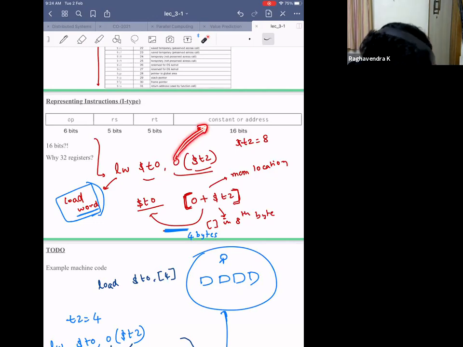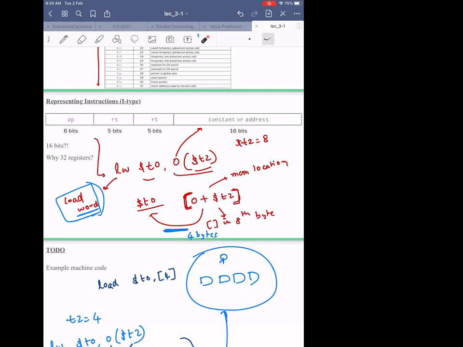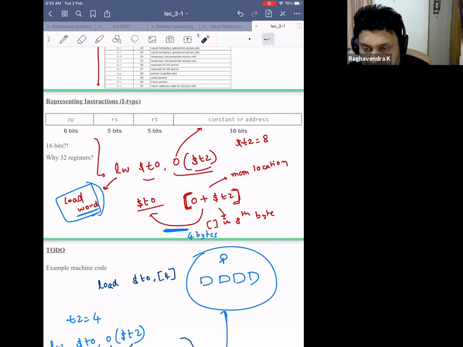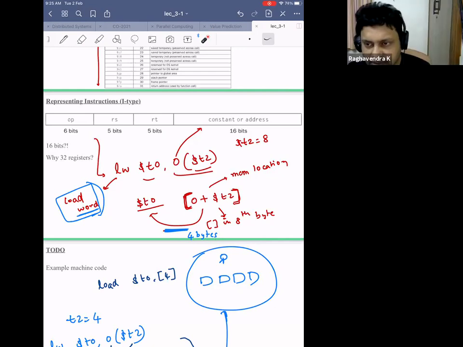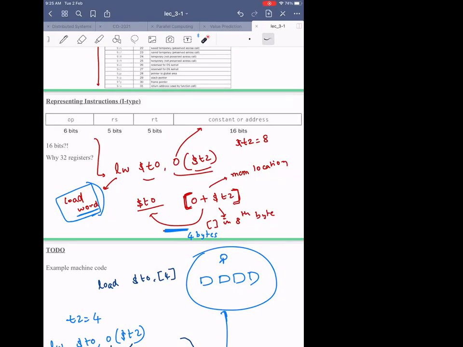So this is a constant. So I have 16 bits. So how many addresses can I generate using 16 bits? 2 power 16. But how many bytes can I access if I can generate 2 power 16 addresses? 2 power 16 bytes, right? But how many bytes does this memory have? 2 power 32. So then there's a problem, right?